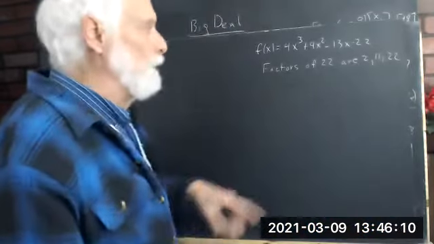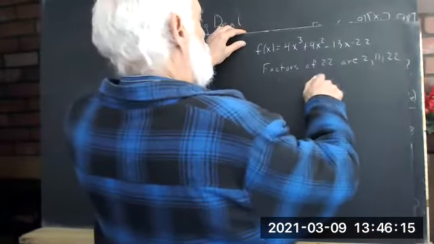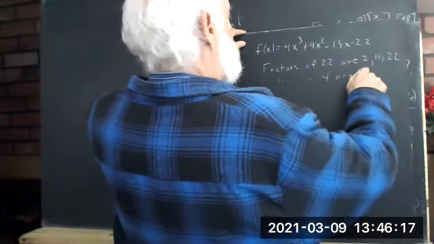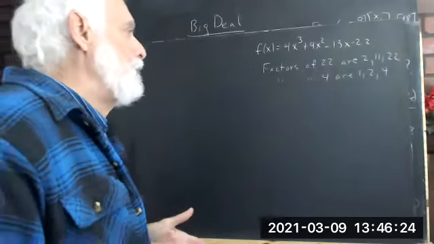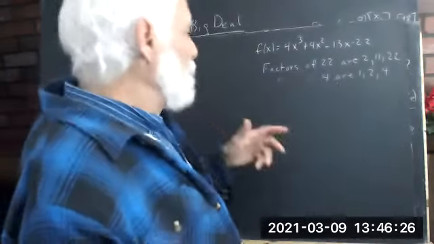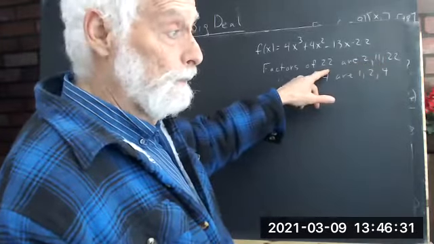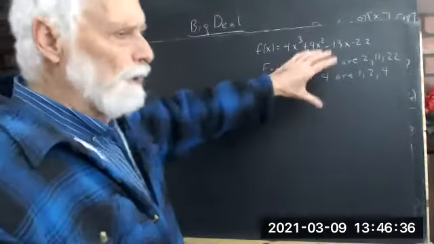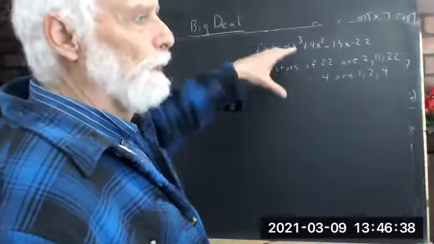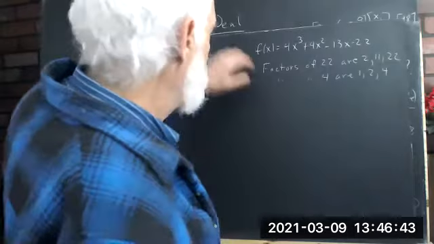Factors of 22 are 2, 11, and 22. Factors of 4 are 1, 2, and 4. I'm going to start with just the integer factors of 22. And I'm not going to list them all. I'm going to pull them out as I need them when I see what's happening with this function.